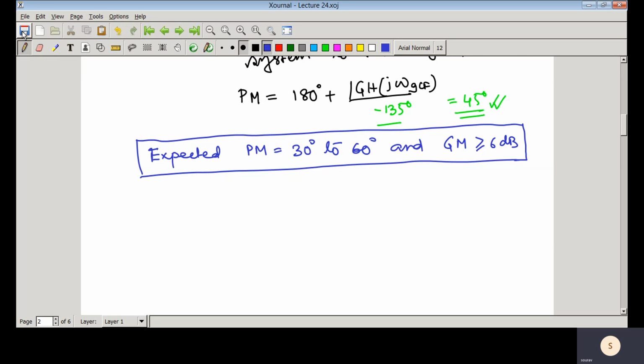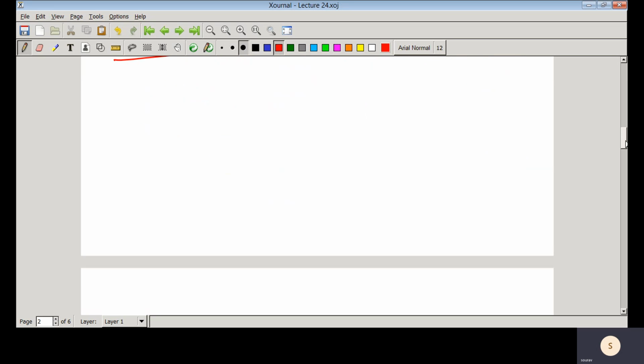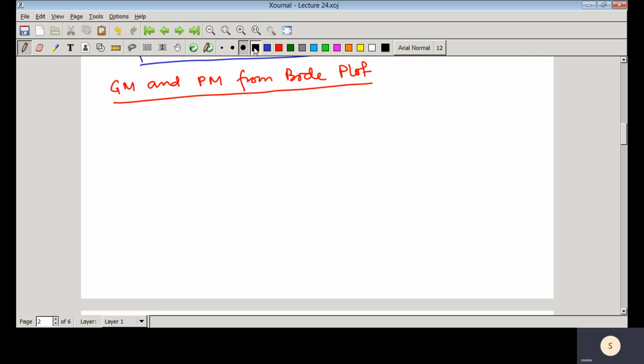So now one important thing we are going to discuss, that is this gain margin and phase margin also can be obtained from the Bode plot. So let us see how to find it. That is gain margin and phase margin. Gain margin and phase margin can be obtained from the Bode plot. So how to get that one? So let us first draw the Bode plot.